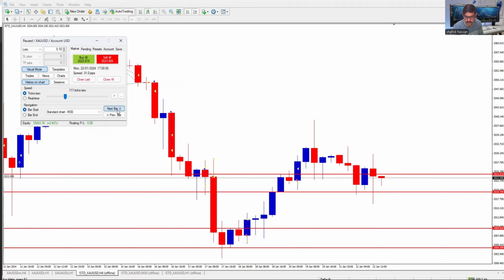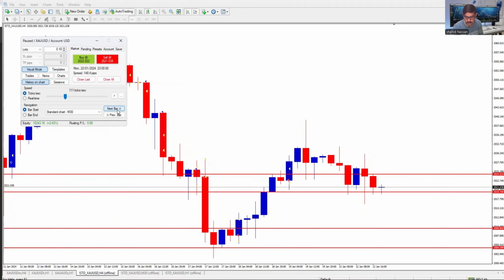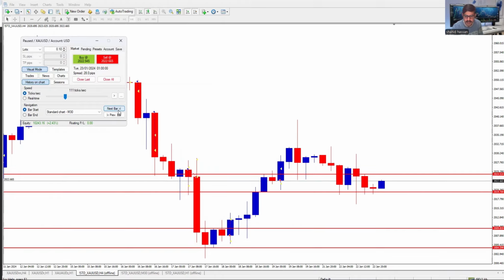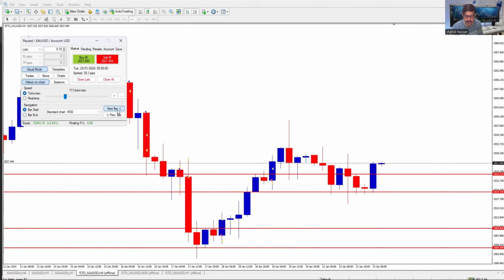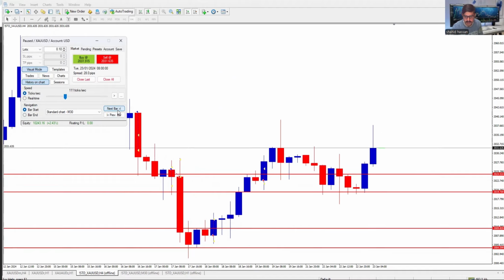Look what the market did. Just by hunting the stop, the market went back. There is no issue. Let's let it go. Next we wait for some setup. Some setup is formed, then we trade it. We got a setup here.